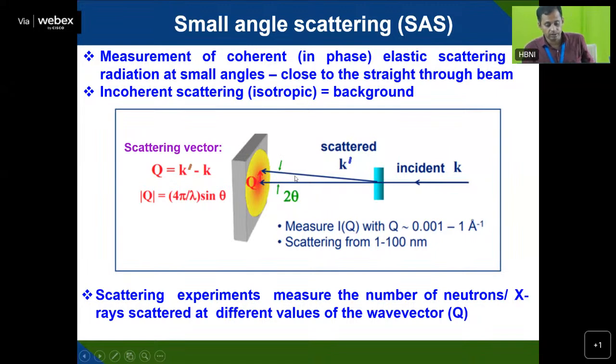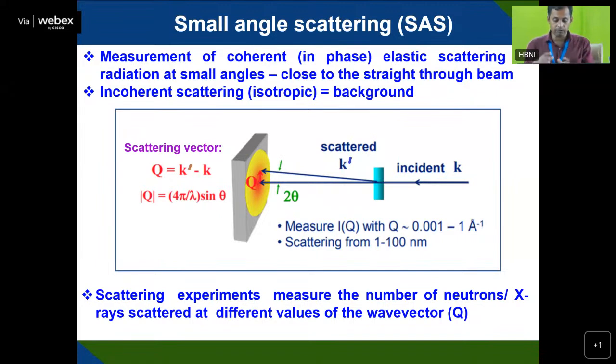Here K is the incident beam and K dash is the scattered one, so Q equals K dash minus K, and Q equals 4 pi by lambda sine theta. In this case, you can measure I(Q) with Q from 0.001 to 1 per angstrom. You can see the vector here and scattering from 1 to 100 nanometers, so you can get information about the size of the particles by using small angle neutron scattering or small angle X-ray scattering. Scattering experiments measure the number of neutrons and X-rays scattered at different values of wavelength.